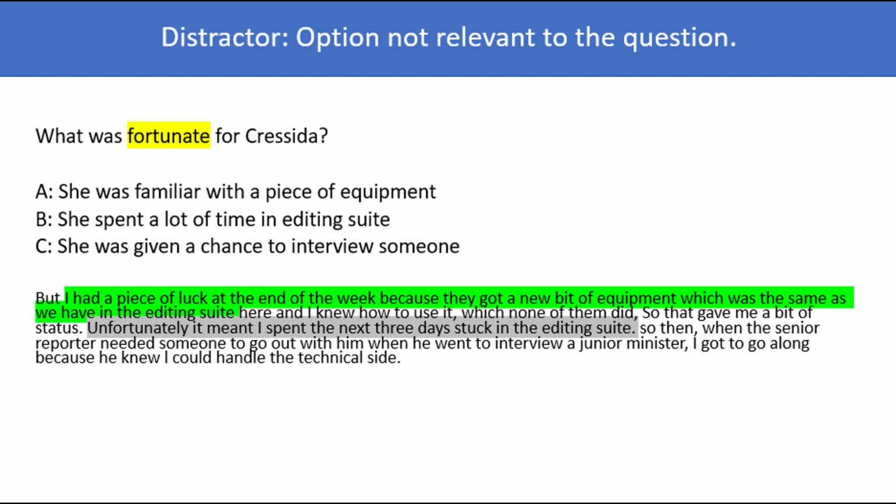But look at the question statement. Our key word is fortunate. Why was she lucky? During the conversation, she says that she unfortunately was stuck in the editing suite for 3 days. Now, this makes the option irrelevant to the question. It is mentioned in the audio, but that's not what our question is asking. It's totally the opposite. So this option gets crossed out. This is not our answer.